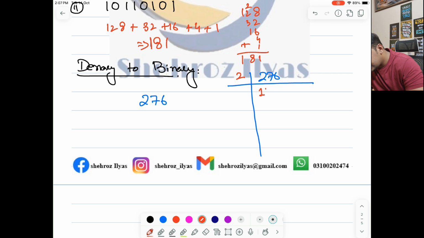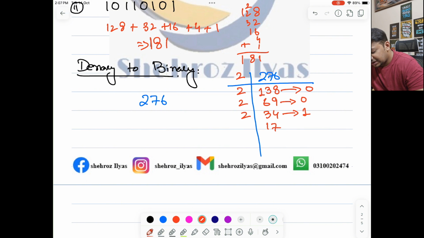So let's do that. 2 1s are 2, 2 3s are 6, 2 8s are 16. So the remainder will be 0. Now let's do that again. 2 6s are 12, 2 9s are 18. So the remainder will be 0. 2 3s are 6, 2 4s are 8. Now the remainder will be 1. Fine. Now 2 1s are 2, 2 7s are 14. Remainder is 0. 2 8s are 16. Remainder is 1. 2 4s are 8. Remainder is 0. 2 2s are 4. Remainder is 0, and 2 1s are 2, remainder will be 0.